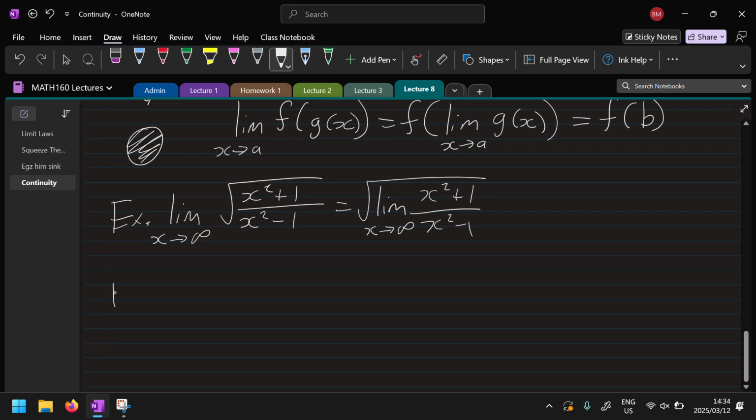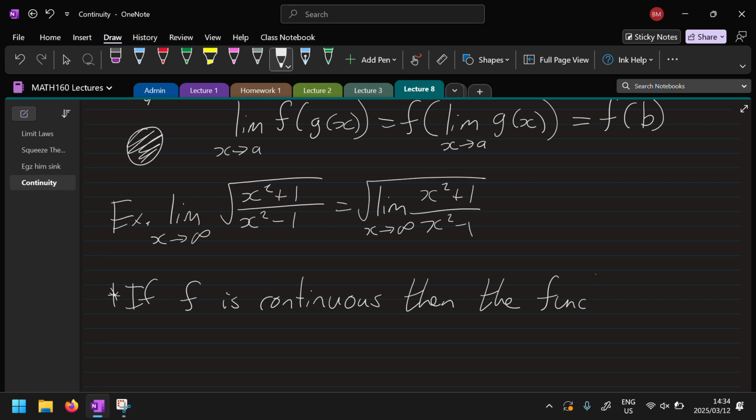Again, just a little note. If f is continuous, then the function and the limit can be swapped. So if you have a continuous function and a limit, if the limit's on the outside, you can take the limit inside. If the limit's on the inside, you can take the limit outside. It can be swapped between each other.